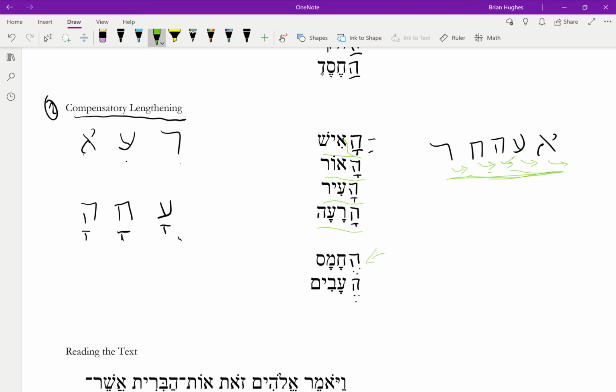And so here we have a compensatory lengthening of a different kind. Instead of just the dagesh being rejected and it lengthening this vowel, we have the vowel change from being a patak with a strong dagesh to just being the segol. So we get ha-Hamas, and ha-Hamas, excuse me about that, and ha-Avim.